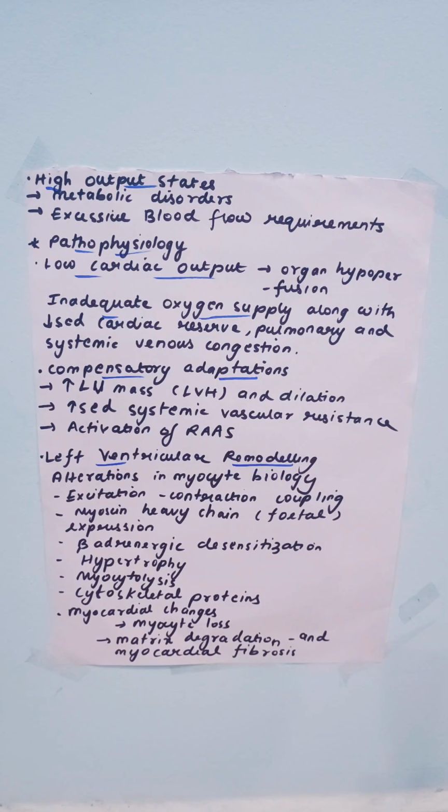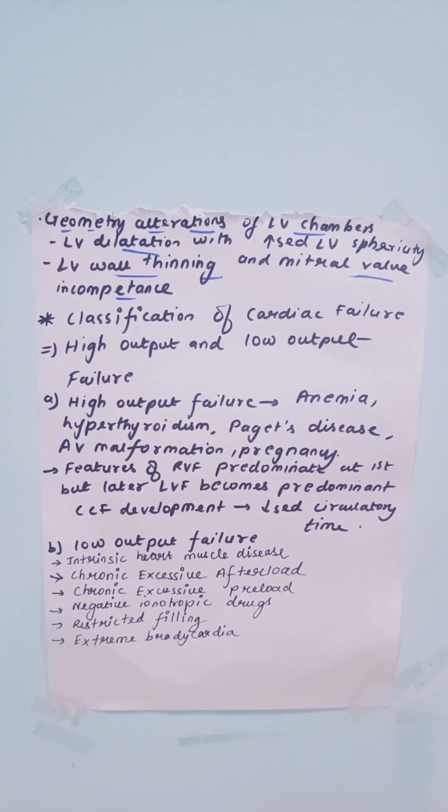Then there are myocardial changes. First I talked about myocyte biology. Now I am talking about myocardial changes. So there is myocyte loss, there is loss of the cardiac muscle. So basically that is myocyte loss. Matrix degradation and myocardial fibrosis: there is degradation of the matrix, and also there is myocardial fibrosis, there is myocardial scarring.